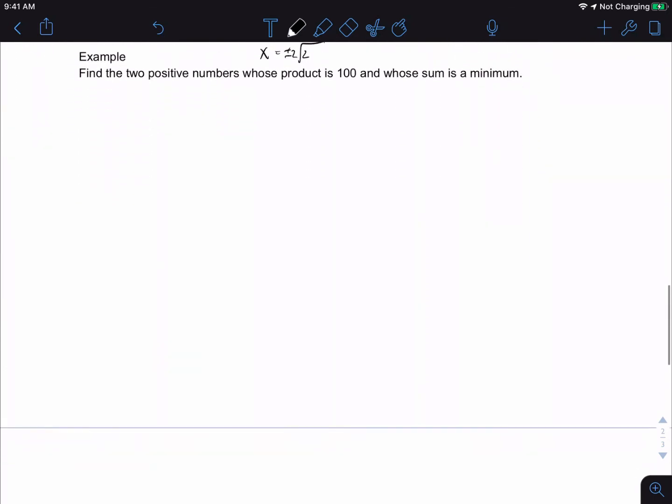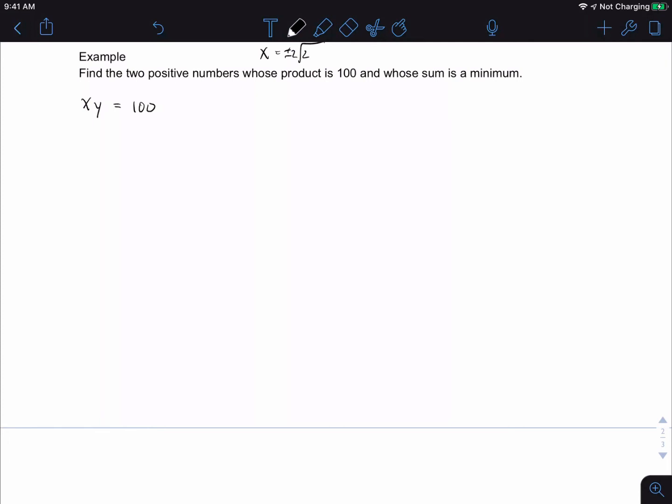All right, let's do the next problem. And the next problem says to find two positive numbers, right? We're looking for two positive numbers whose product is 100 and whose sum is a minimum. So we know that we're trying to get x times y has to be 100, right? We have two numbers, x and y. And we want to find their sum to be a minimum, right?